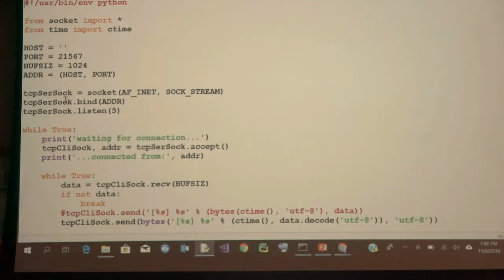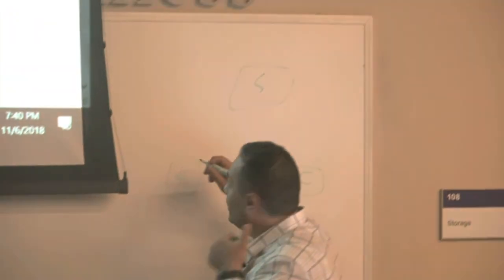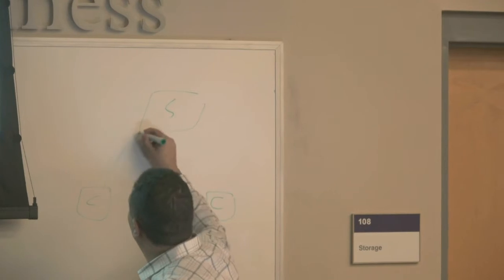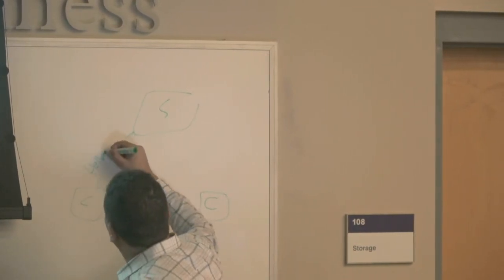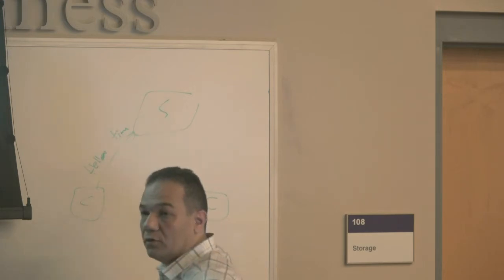So in here, what we did, from socket import all the classes, and then time. In this application, we're trying to create a server and the clients. So the client will send a message, for example, hello, and the server will print the timestamp when it was received. We could have multiple clients.